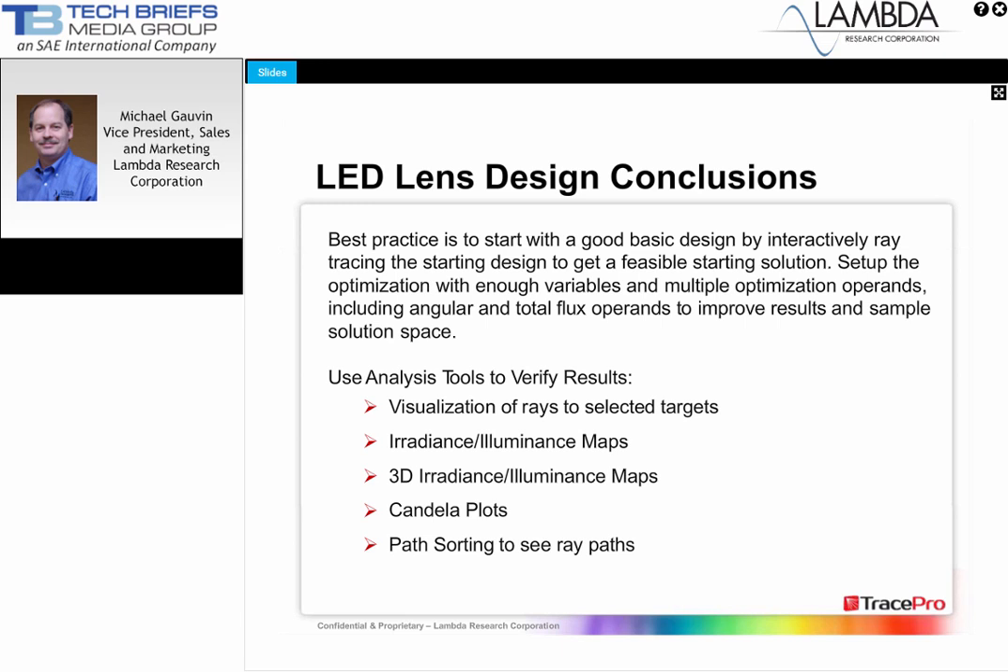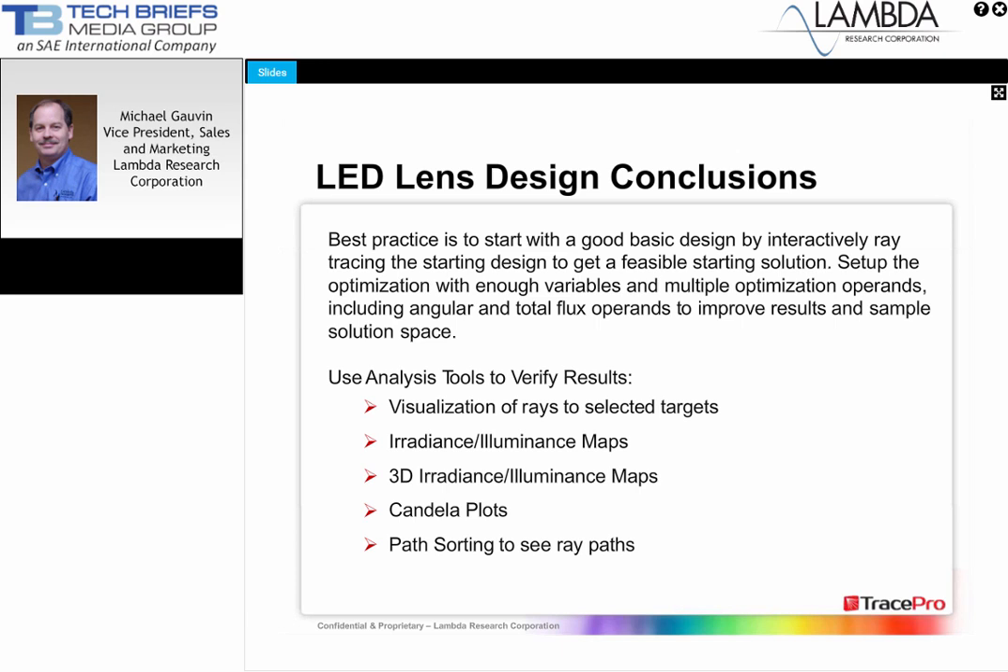But we've come to a very good answer here. So I'm going to now wrap this up with some nice conclusions. I found that the best practice is to start with a good basic design. And the way that I do that is interactively ray tracing the design and pulling on the segment and the control points to get something that works.